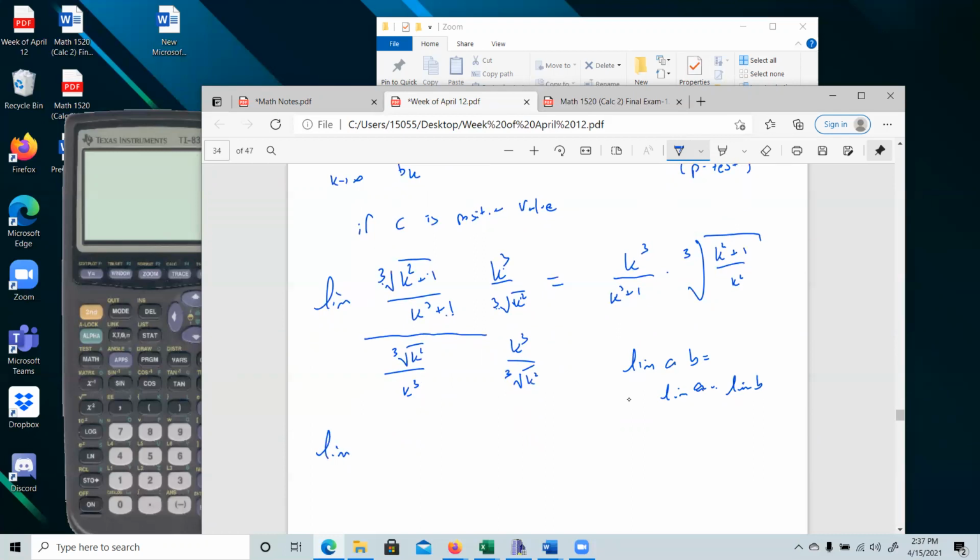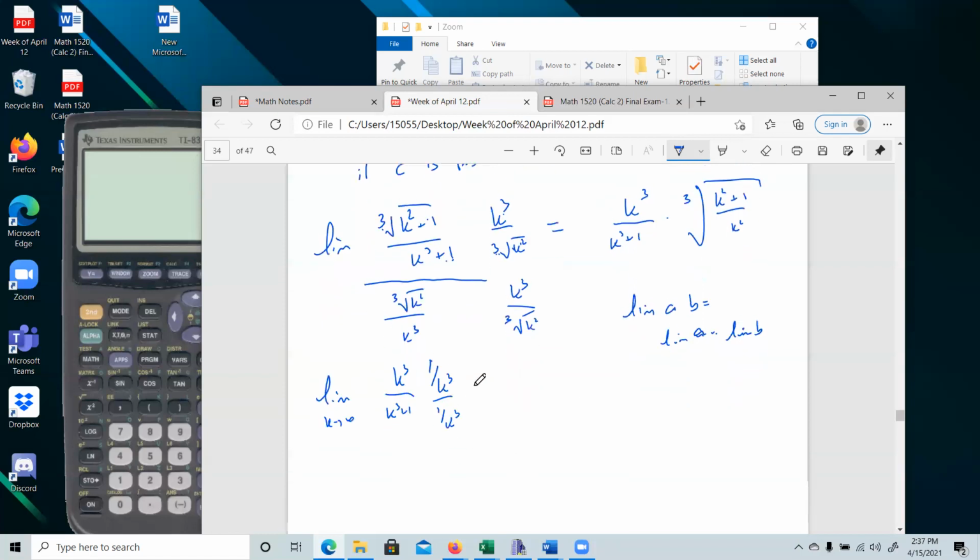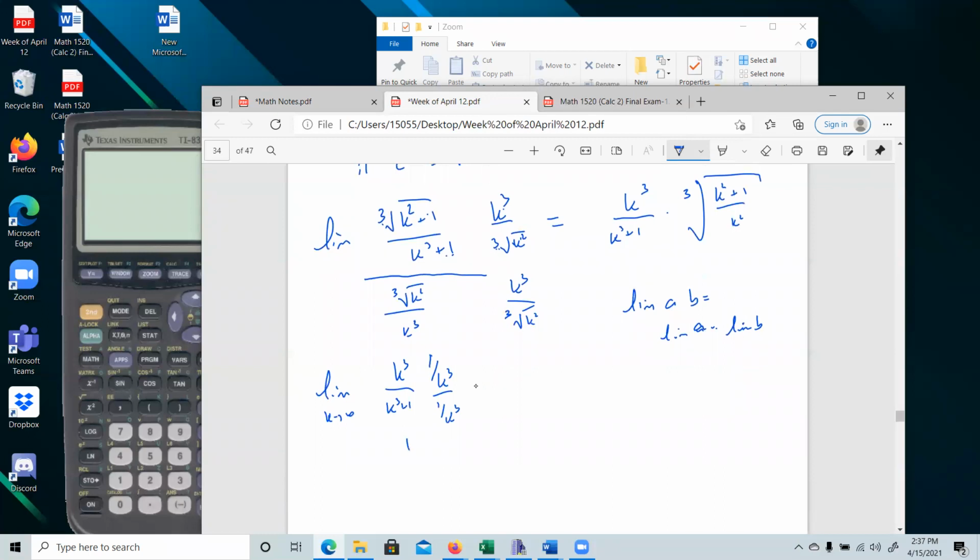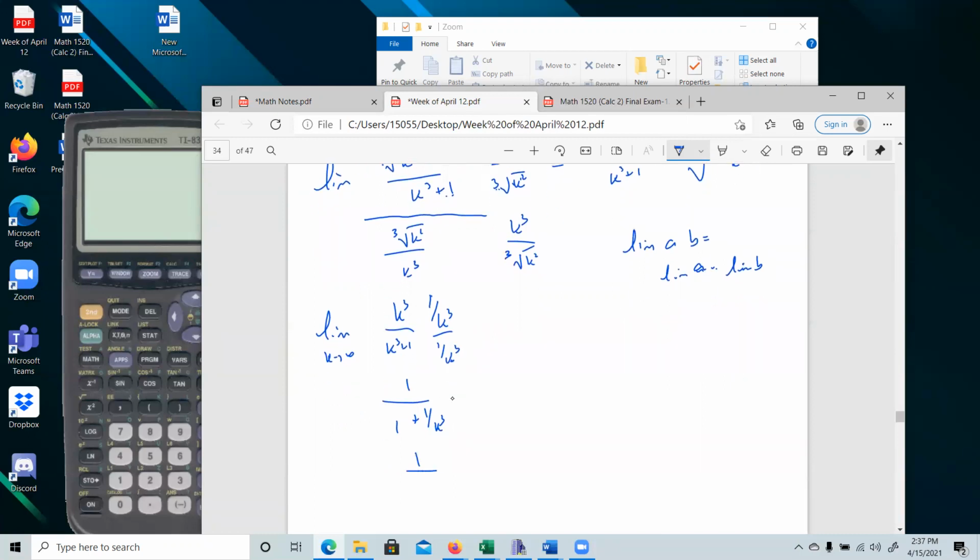So if I look at the limit as k goes to infinity of k cubed over k cubed plus 1, what we're going to do is, don't use L'Hopital's, just multiply by 1 over k cubed, 1 over k cubed. So this is going to be k cubed over k cubed, which is 1, plus 1 over k cubed. We know what this limit is. This limit is 0. So we have 1 over 1 plus 0, which is 1. Okay, beautiful.